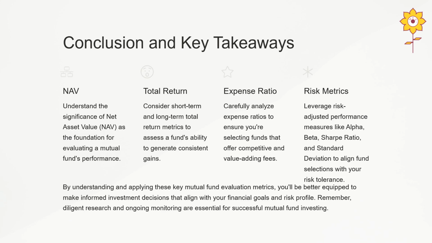So what you have to understand is NAV, how to calculate NAV, the portfolio ratios, the expense ratios, standard deviation, beta, alpha. These are some of the basic metrics that you have to understand while you're thinking of investing in mutual funds.